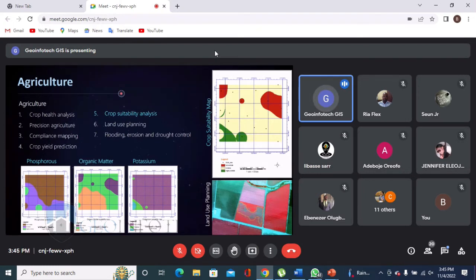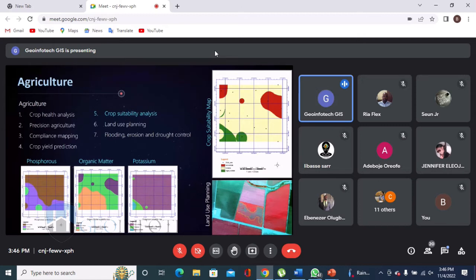So areas that are highly suitable show high concentration of phosphorus within that region. Areas that are suitable show minimum concentration, and areas that are not suitable show that there is no phosphorus around that area. Combined with organic matter, areas that are suitable, not suitable, and highly suitable. Same thing with potassium. Then there's what we call multi-criteria analysis. It's also called overlay analysis. We overlay these results, combining to give us the crop suitability map.